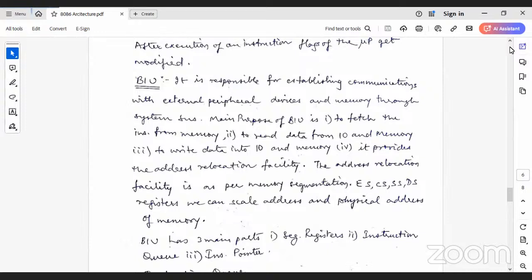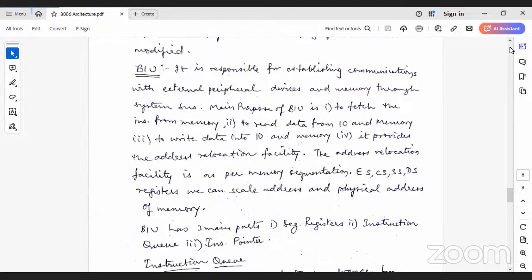I showed you in the block diagram, towards the left, you have memory segmentation as extra segment, code segment, stack segment and data segment, that is ES, CS, SS and DS registers. And we can scale the address and get the physical address. There is one small relation for this, how to find out the physical address, that we will see a little later.